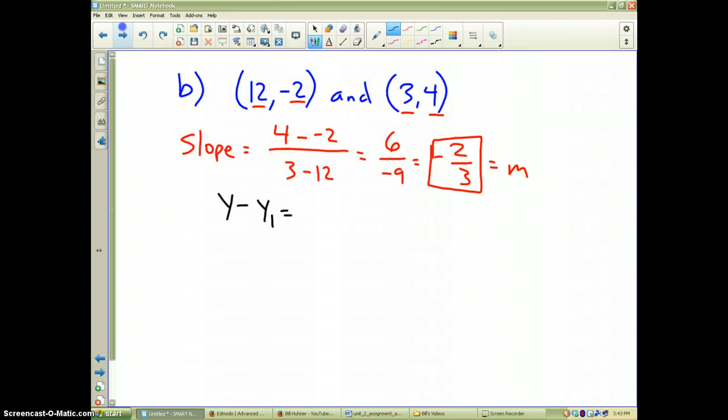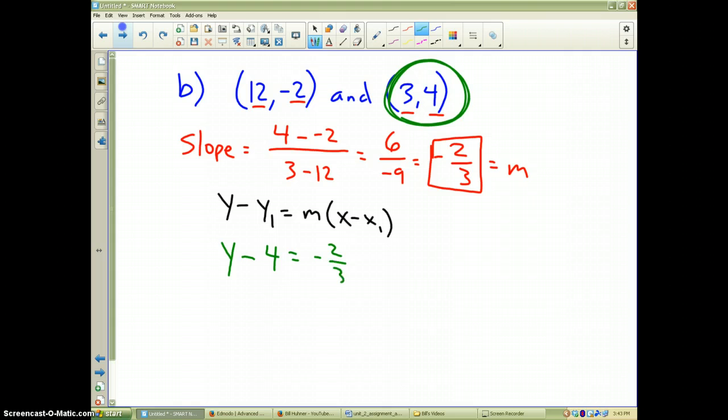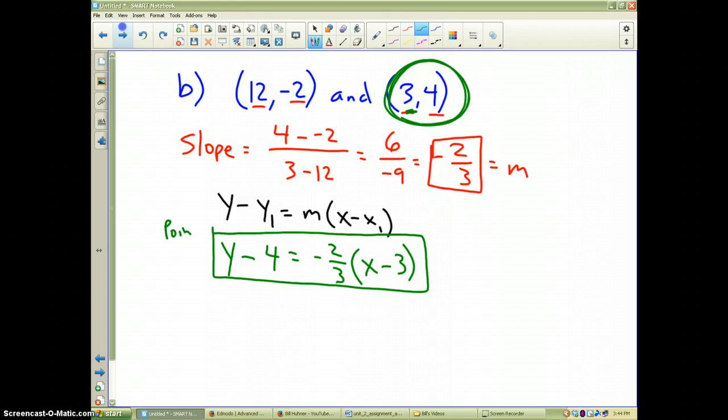Now I'm going to use point-slope form. Y minus y1 equals m parenthesis x minus x1, and I'm going to start substituting my numbers in. And I'm going to use this coordinate right here because I like my positive numbers. Y minus y1, which is 4, is equal to negative 2/3 parenthesis times x minus the x-coordinate, which is 3. There's point-slope form. I'm done if that's what it asks for. But I want it in slope-intercept form. Therefore, I need to distribute.